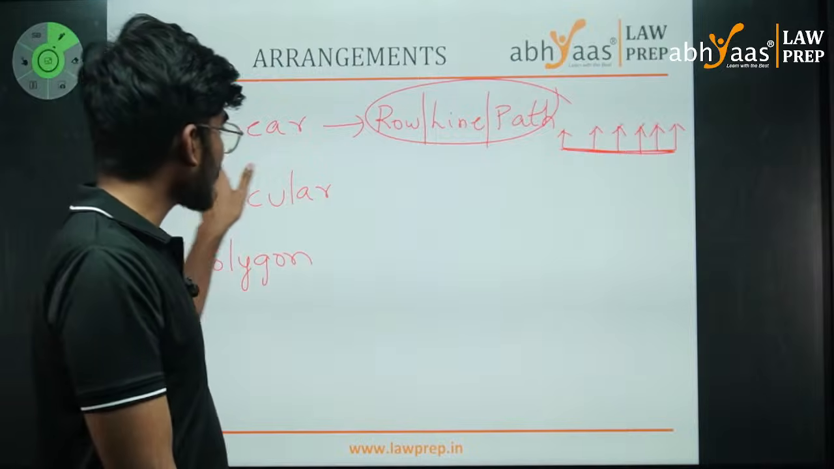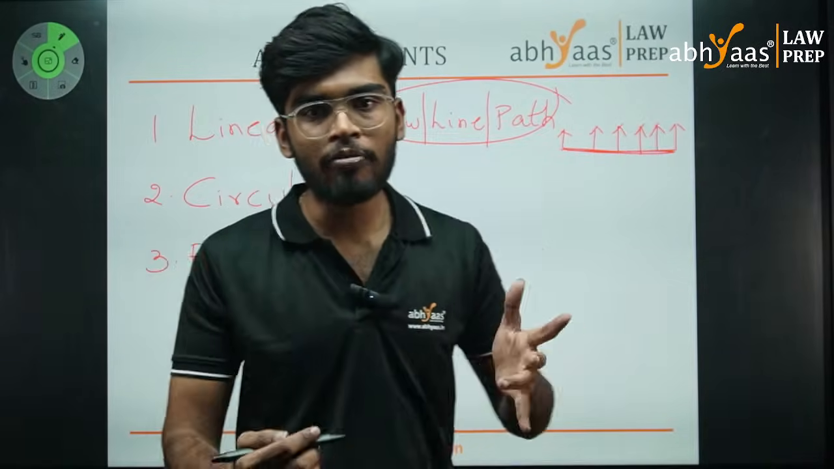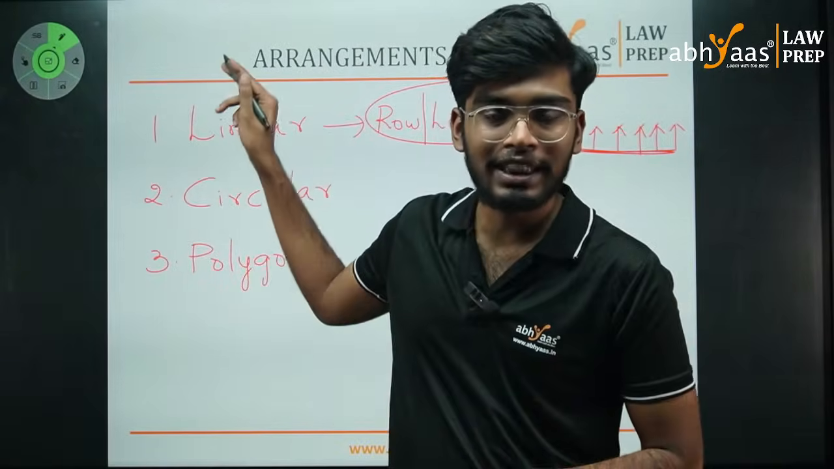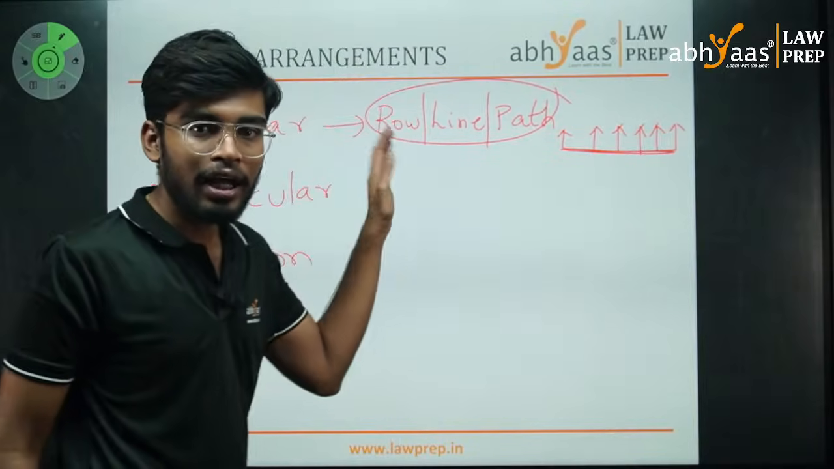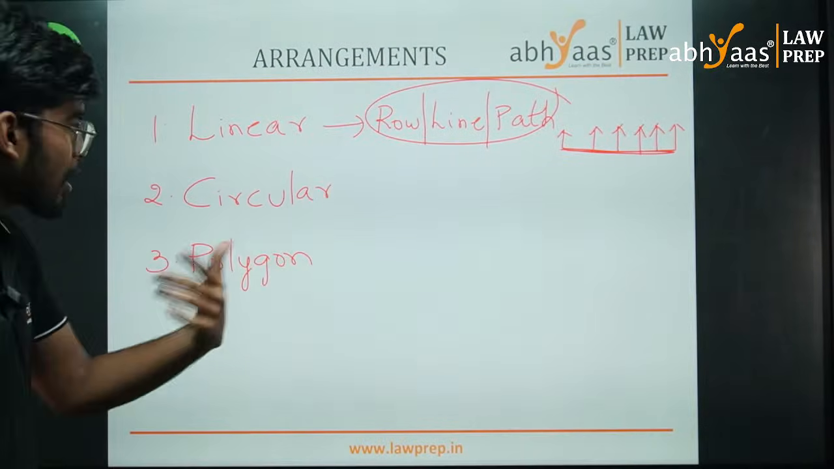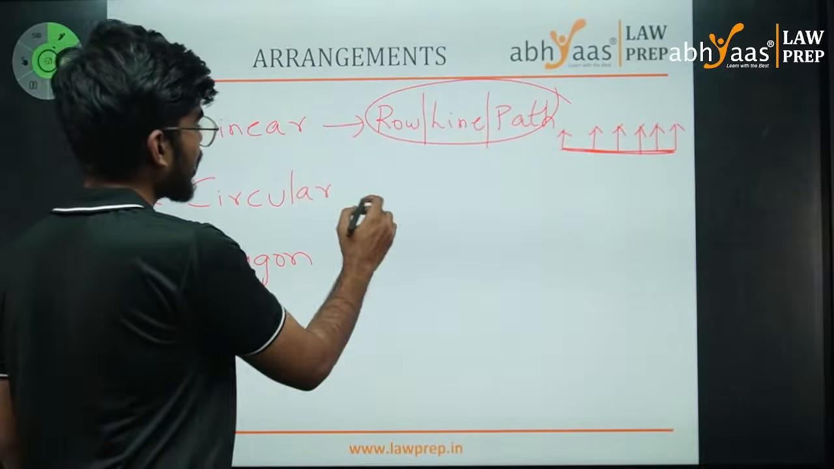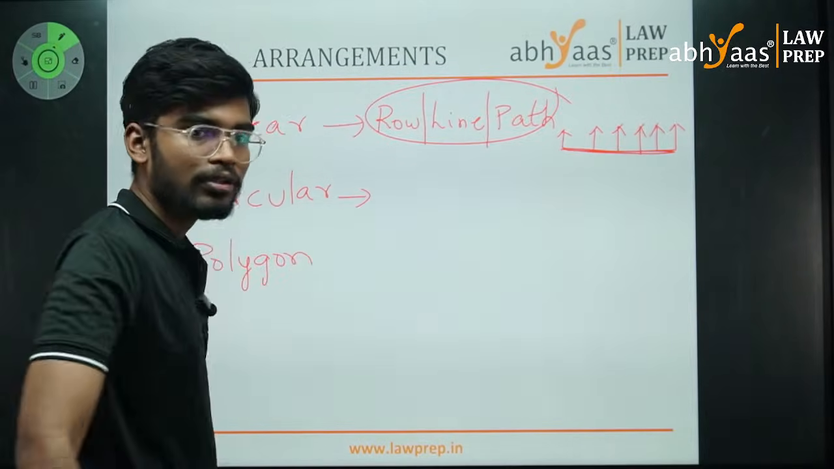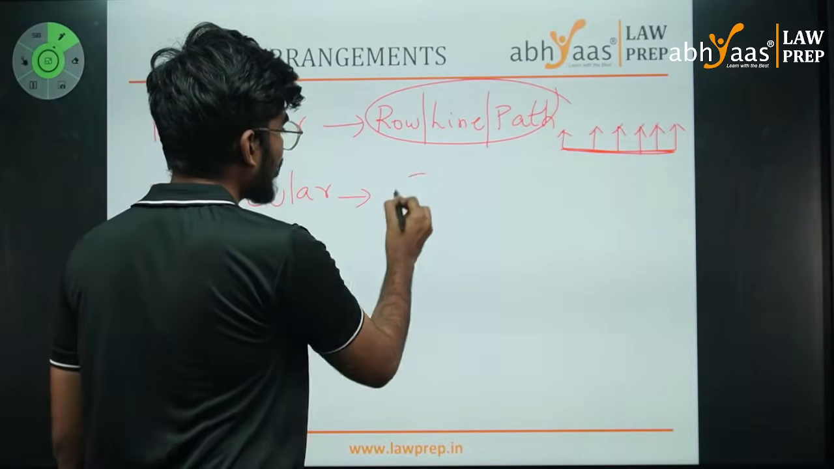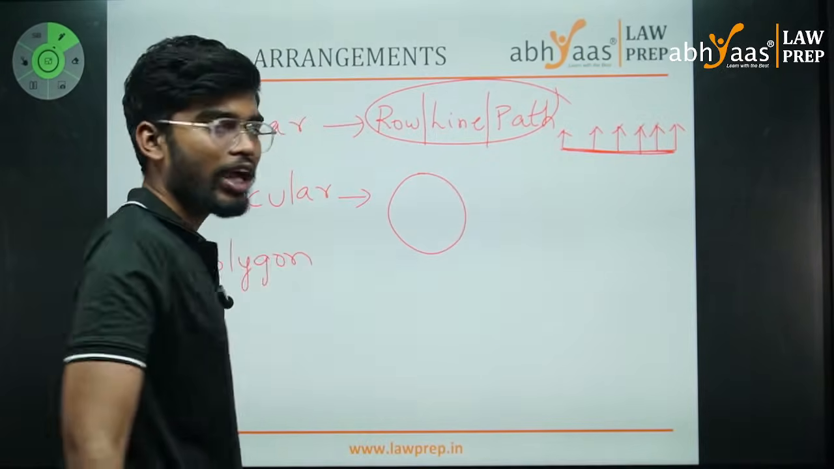And in the case of linear arrangements, there will be a formula, and I will discuss the formula while explaining the question related to linear arrangements in the coming few minutes. Okay. Next, circular arrangements. In general, you will come across 6 or 8 circular arrangements.